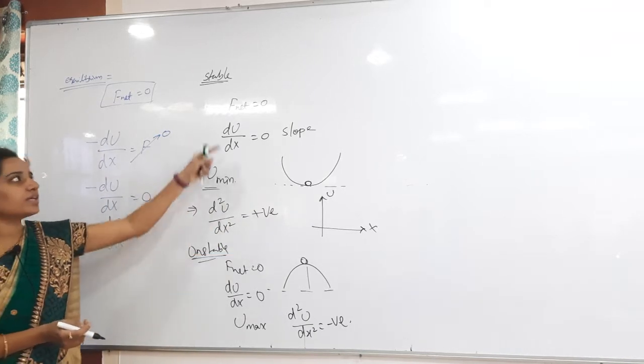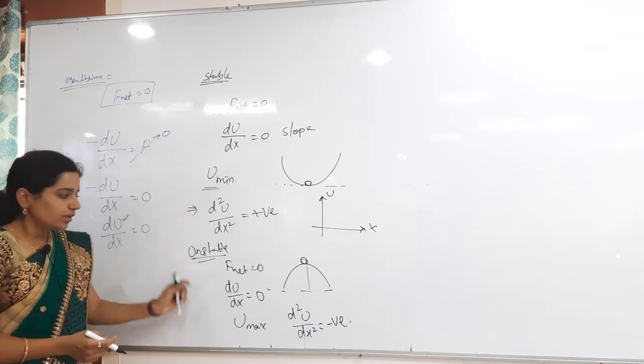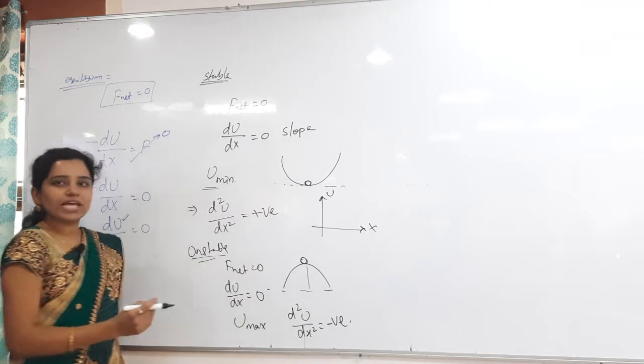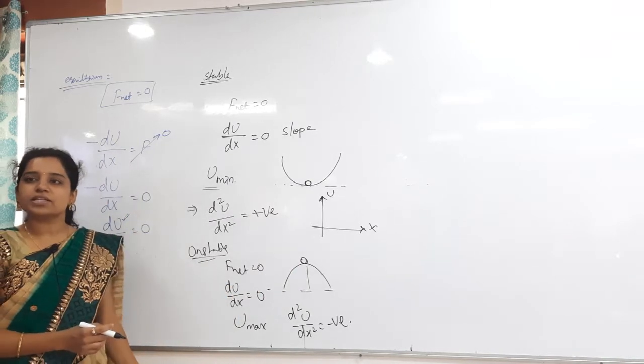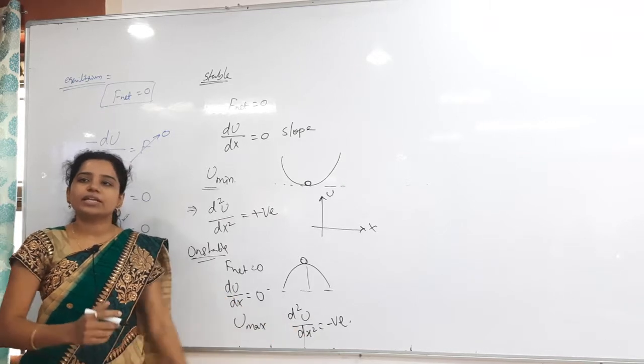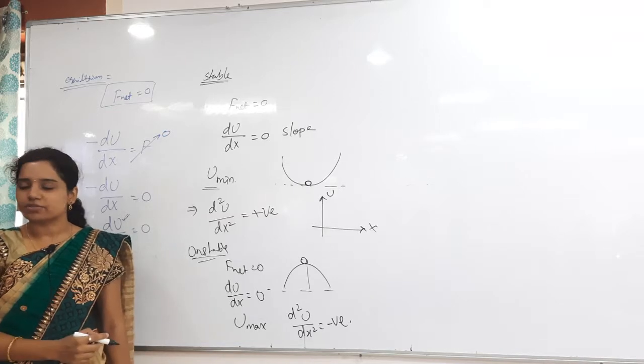Of course, in all the cases F net is equal to 0, slope is also equal to 0 only. Now in the unstable, if you see, this is there on the top of the bowl, it is having some height. So potential energy becomes how much? Maximum. The curvature will be what? Negative. Why? Because it is there in which direction? Downward, negative y axis direction.